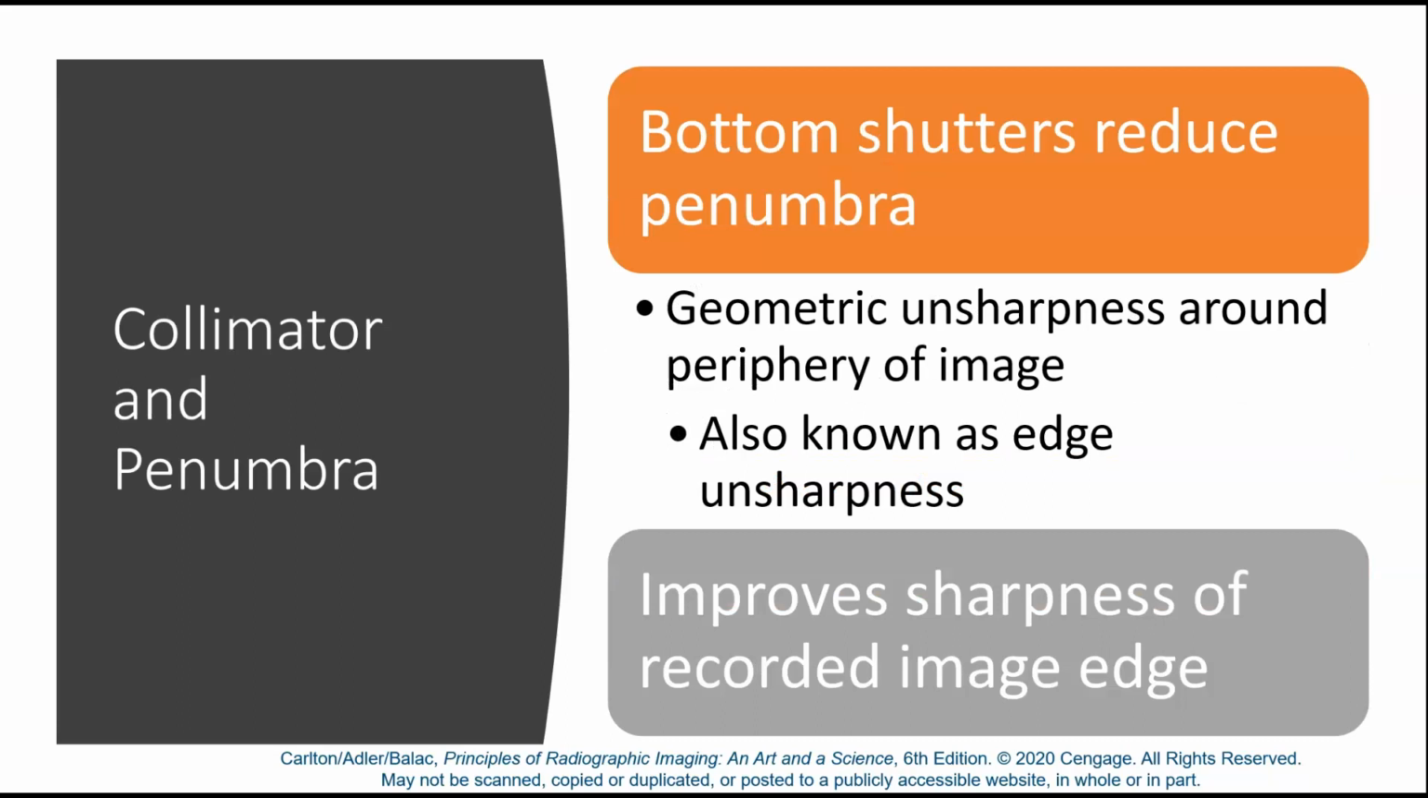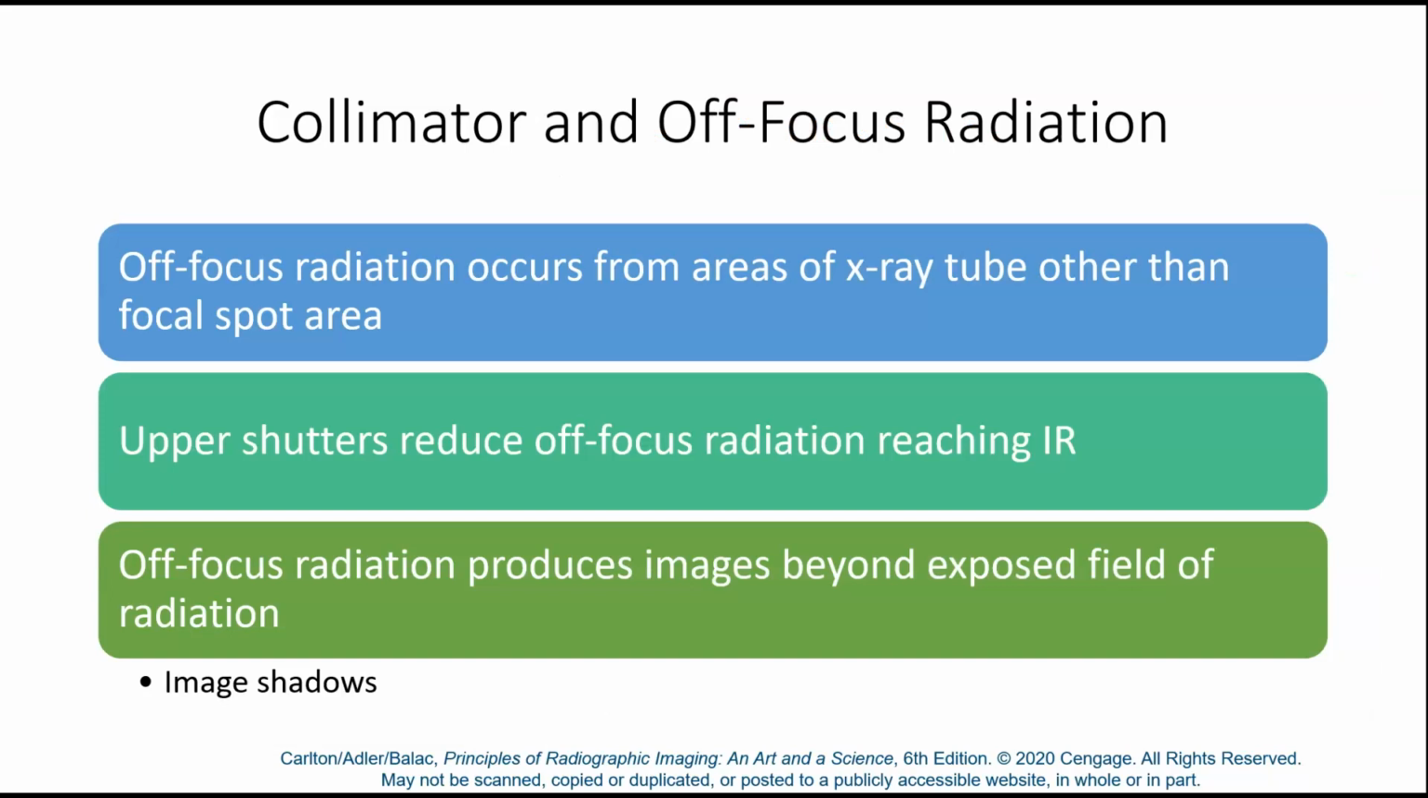All right, so let's talk about the collimator and penumbra. Now this is interesting information here. So the bottom shutters reduce penumbra. So we talked about penumbra as the area of unsharpness, right? Geometric unsharpness around the periphery of an image, also called edge unsharpness. So it improves sharpness of the recorded image. So that's really good. So you do want to collimate because it helps reduce your penumbra.